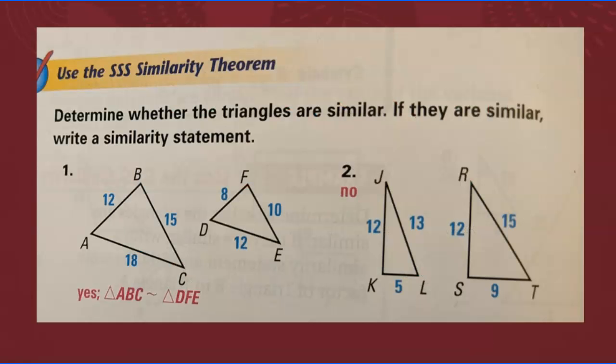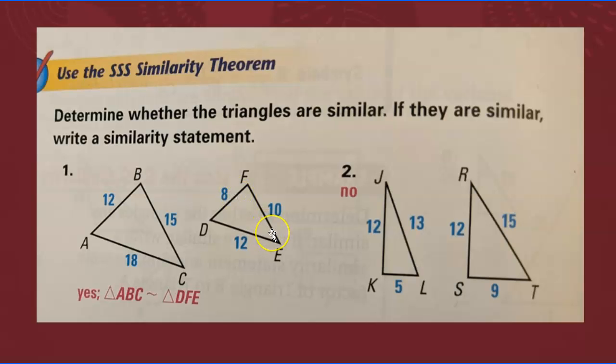Okay, let's try some on your own. So, well, not really on your own. We're kind of doing these together since the answers are right here. So determine whether the triangles are similar. If they are similar, write a similarity statement. Now, what I would do is I would begin with my shortest sides. So I would begin with 12 over 8 or 8 over 12. Maybe 8 over 12 is easier. And I'm going to end up with 2/3 when it reduces.